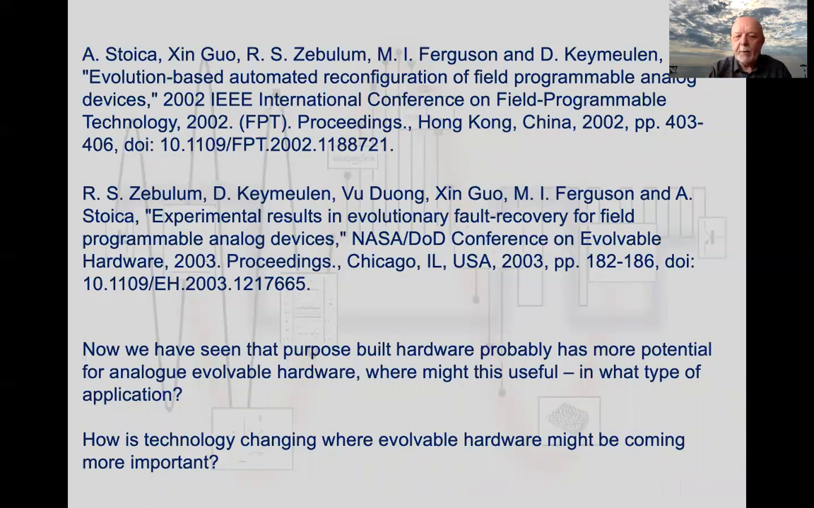So just a couple of questions for you before we get to video 3 for lecture 2. Okay, so we've seen that if we design our own chips, then evolvable hardware on analog is possible. So what type of applications do you think we might use it for? What applications do you think where evolvable hardware would be really good? Okay, we've seen one, so try and think of some others. And think about technology and how technology is changing in the future and how that might make evolvable hardware quite useful as future technology comes forward.